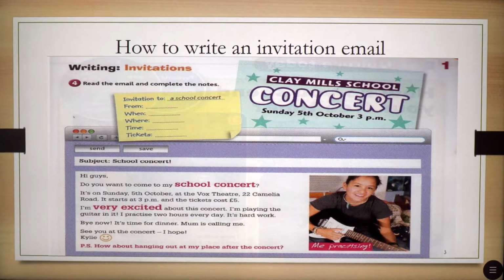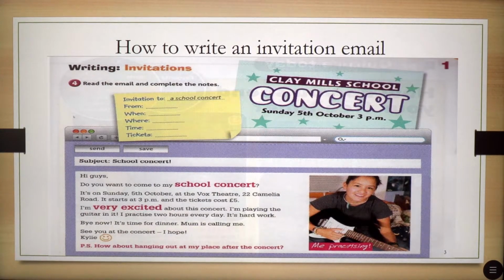Here we have an example of an email invitation. You can see it looks like the page of the email. It says subject. You always write the subject. What are you talking about in the email? So in this case, it is the school concert. Let's read the email together and see what it is about.